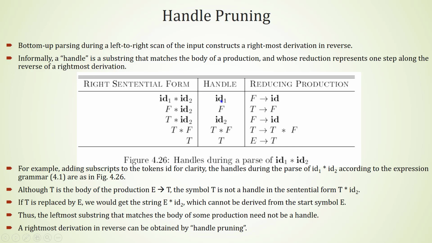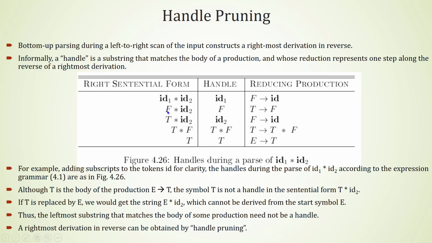So here the first handle is id1, because we are going to replace a substring by a production. This id1 will be applied with the production F gives id, so that id1 will be replaced by F. Again, I am applying some reduction in the second line.